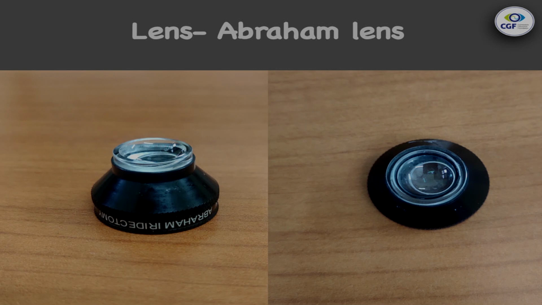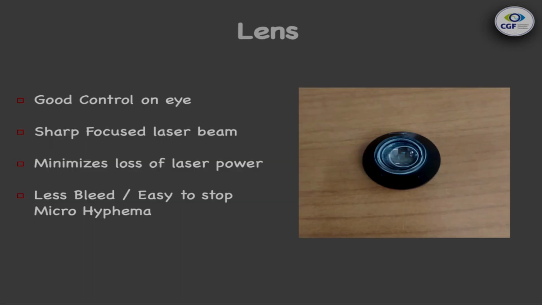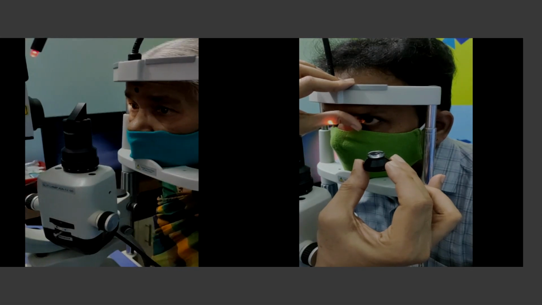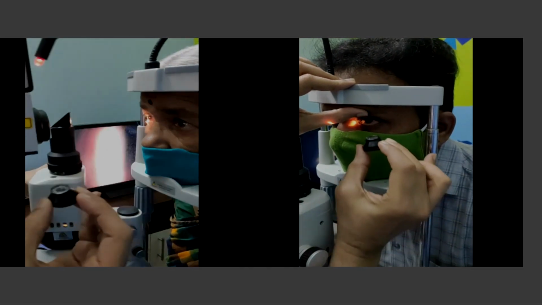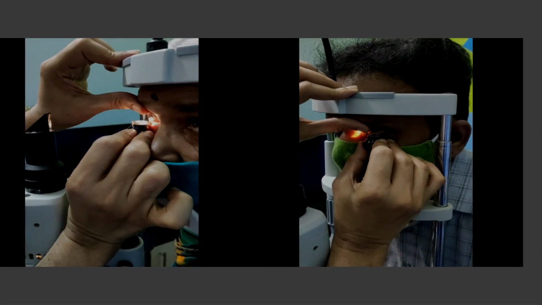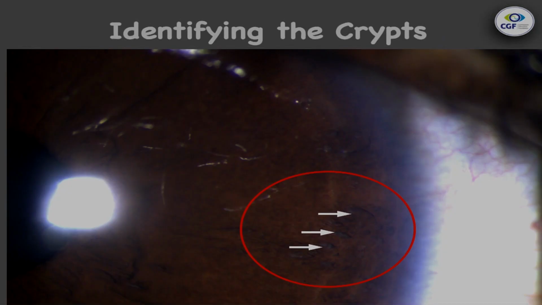Some experienced people don't use the lenses. I don't use the lens if you have a very thin crypt. In thin crypts, most of the time you don't require it, but if you have a thick iris with no crypt, it is better to use the lens, the Abraham lens. There are different lenses. Just ask the patient to look up and then insert the lens how you insert your regular gonio lenses. That is good enough. The next thing is identifying the crypts, which becomes the mandatory thing.